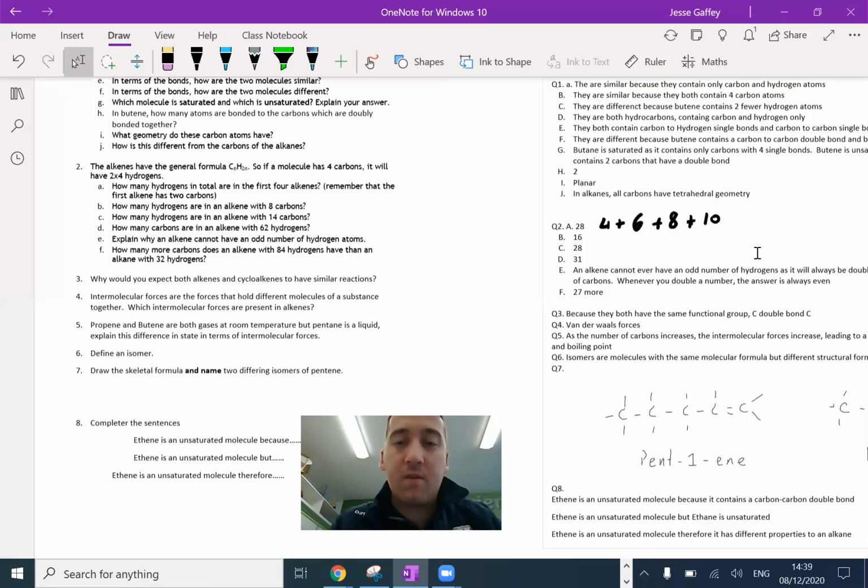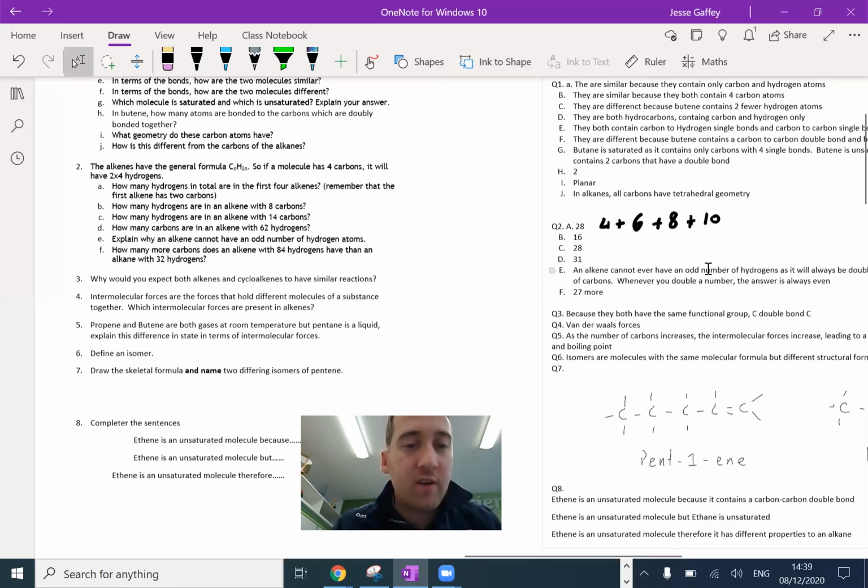The 2 carbon alkene is going to be 4. The 3 carbon alkene is going to be 6. The 4 carbon alkene is going to be 8. And the 5 carbon alkene is going to be 10. Yeah. So 10 and 8 is 18, 24, 28 you should get altogether. Apologies, there's a mistake in that answer.